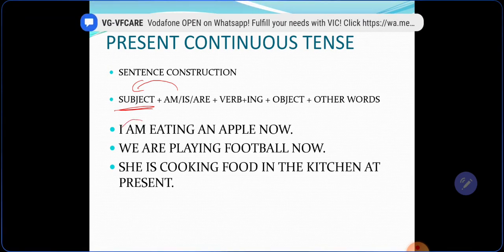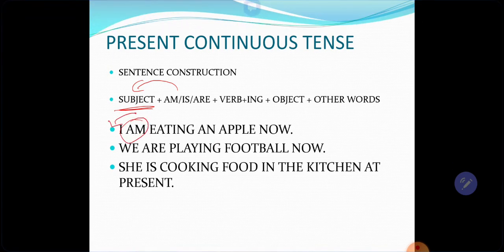So here am is used because the subject is I. Then we use eat, ing, from eating an apple now. Now suggests the continuity or present condition of the verb. Then the other example, we are playing football now. Are is used because the subject pronoun we is plural. Here, the third sentence, she is cooking food in the kitchen at present, is is used because third person singular is used over here. So, very simple.